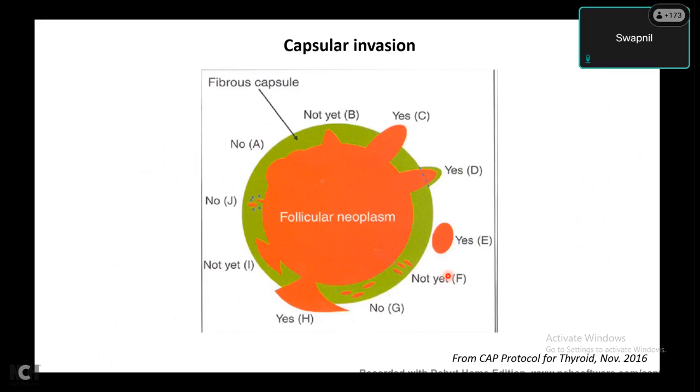This is the diagram that is classically referred to in multiple books, as well as the CAP protocol, for deciding what is a definite capsular invasion. This is obviously an idealized diagram. In real life, you will find much more complicated situations, but the general principles remain the same.